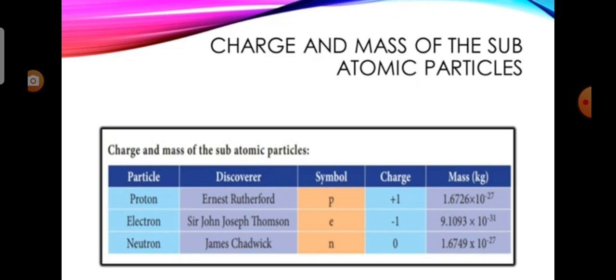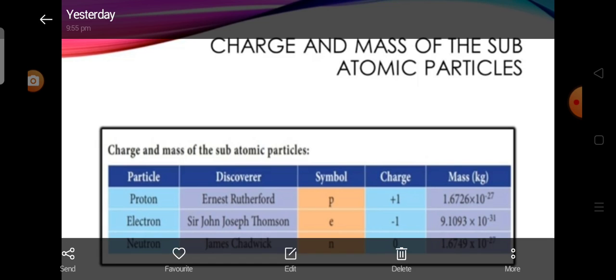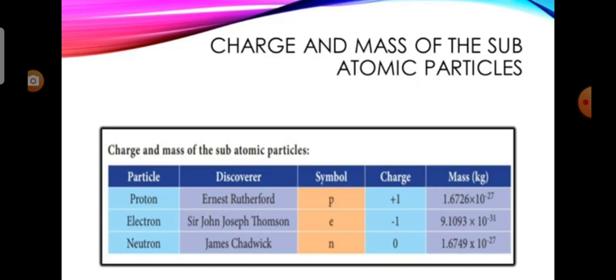Now we see about the charge and mass of these subatomic particles. Proton is discovered by Ernest Rutherford. The symbol is small p and the charge is +1. The mass is 1.6726 into 10 power minus 27. Electron is discovered by Sir John Joseph Thomson. The symbol is small e and the charge is -1 and the mass is 9.1093 into 10 power minus 31.